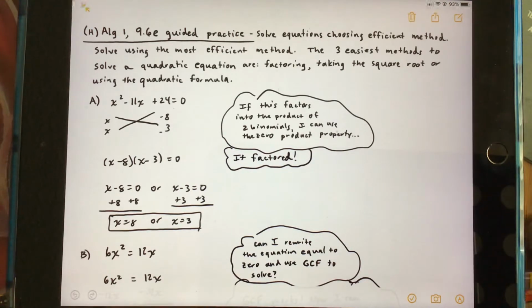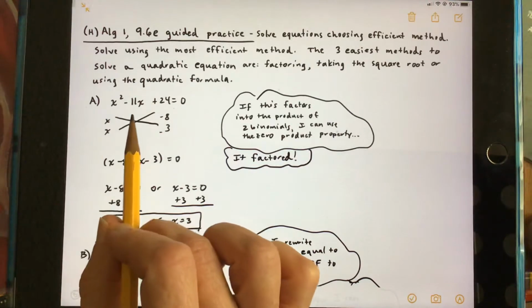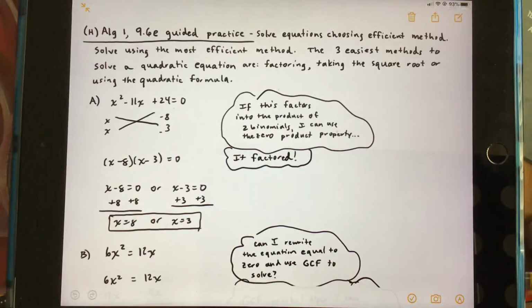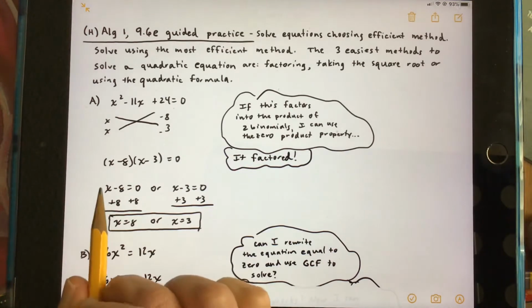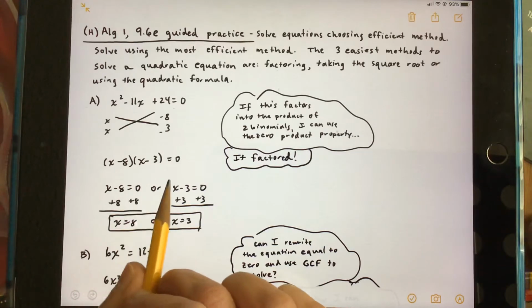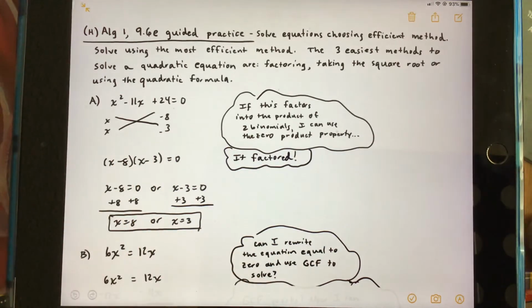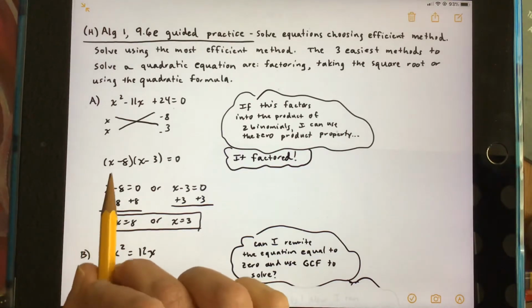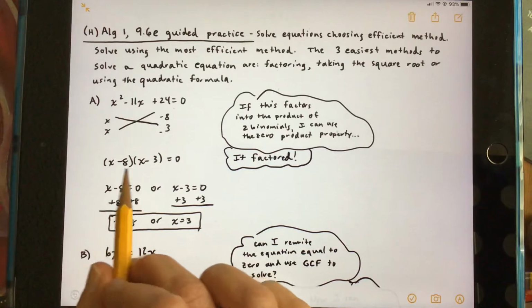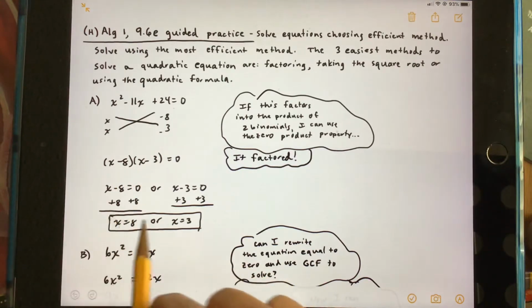Guided practice A asks us to solve this equation, x squared minus 11x plus 24 equals 0. And this one, in fact, factors using just typical quadratic factoring techniques. It factors into x minus 8 times x minus 3 equals 0. There's my x method, so that I can see where that came from. And because that quadratic factoring worked, I'm going to use that zero product, setting each of my factors that I have written here equal to 0, and that gives me solutions of x equals 8 or 3.